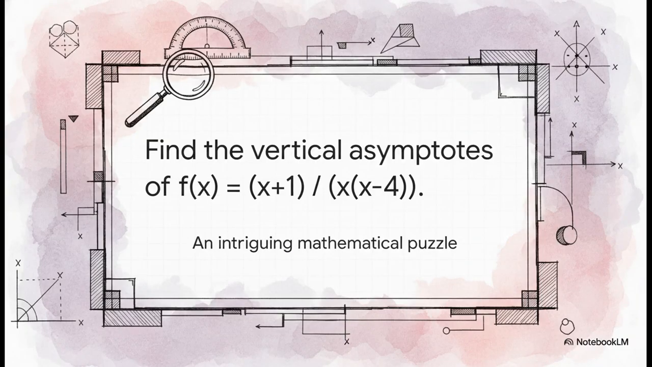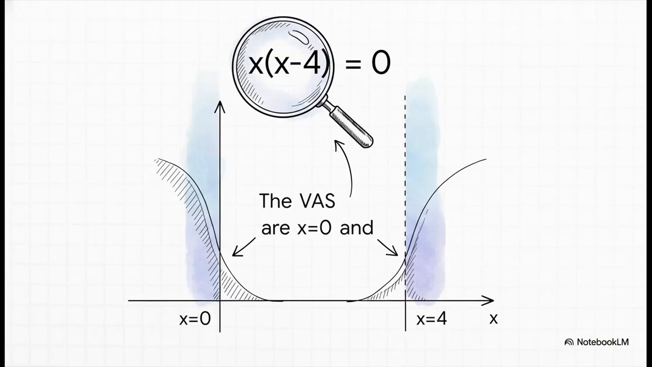All right, let's see this in action. First up, a pretty straightforward example. We've got f of x equals x plus 1 all over x times the quantity x minus 4. Okay, step 1, simplify. Can we? Let's see.